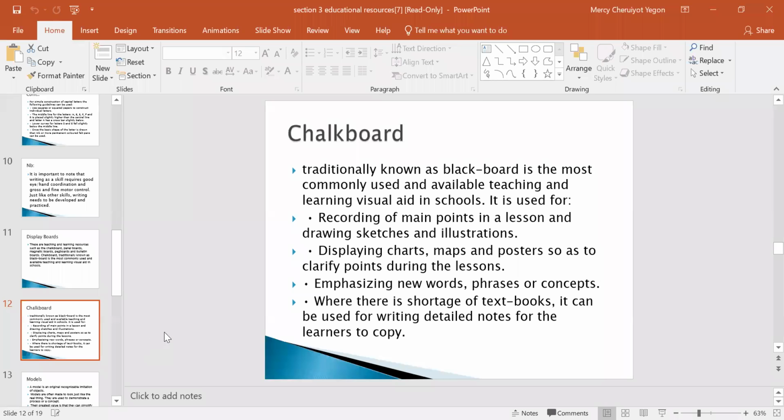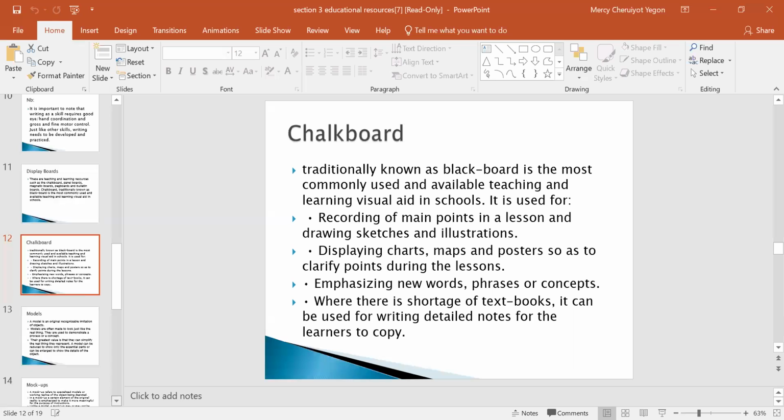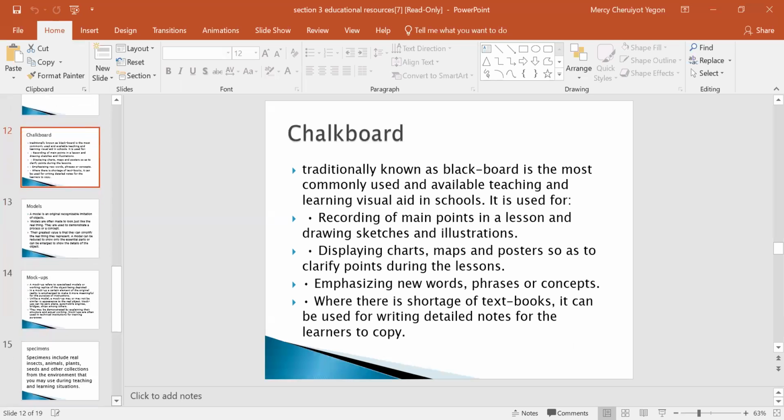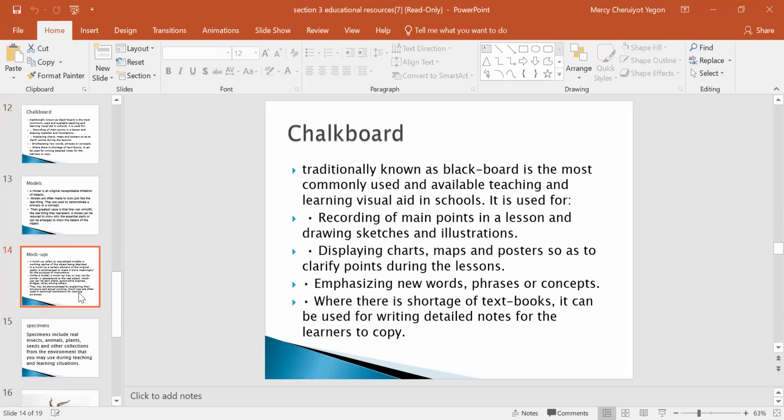When there is shortage of textbooks, it can be used for writing detailed notes for the learners to copy. That is at the tail end of the lesson. But if you ask me, I wouldn't go that direction. It is important for teachers to use the chalkboard wisely and not to misuse it.